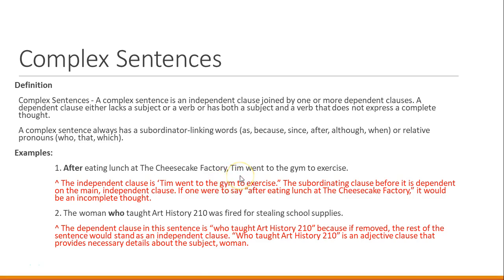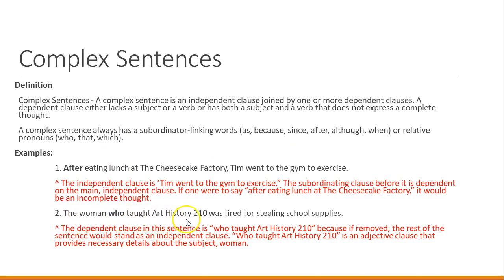Question: can I switch the clauses? Can I take this part of the sentence and bring it back here, and bring this part here? The answer is yes. However, if you do switch the two parts, you won't need the comma. So if you say, "Tim went to the gym to exercise after eating lunch at the Cheesecake Factory," in this case you don't need the comma. It's very important to punctuate the sentence correctly.